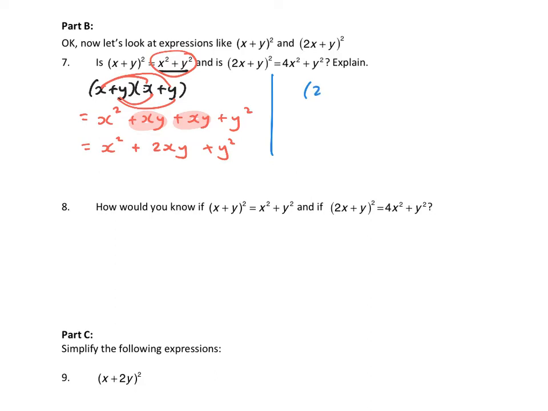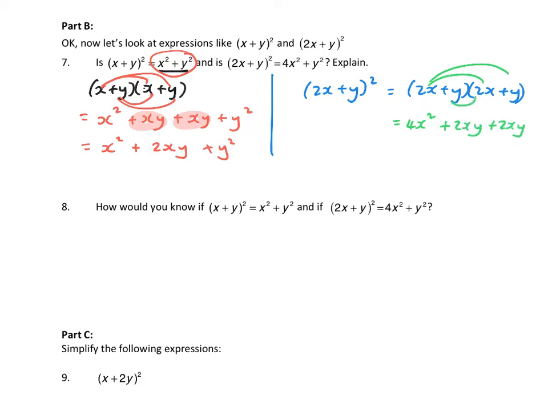So 2x plus y all squared means 2x plus y times 2x plus y. So if I multiply that out, if I expand it, 2x times 2x is equal to 4x squared. 2x times y is equal to 2xy. y times 2x is equal to 2xy. And y times y is y squared. Are there any like terms? Yes, there are. 2xy plus 2xy is 4xy. So it's 4x squared plus 4xy plus y squared.